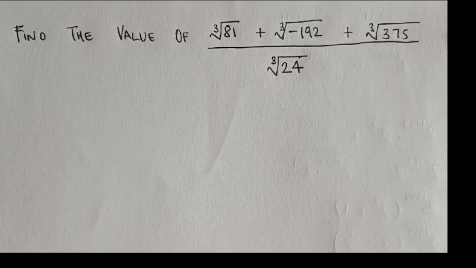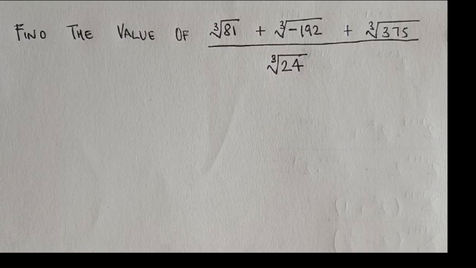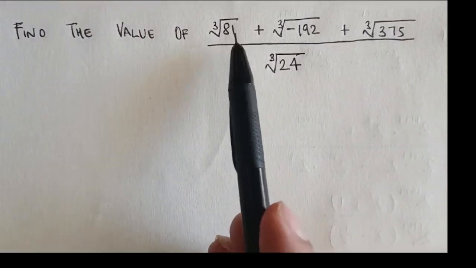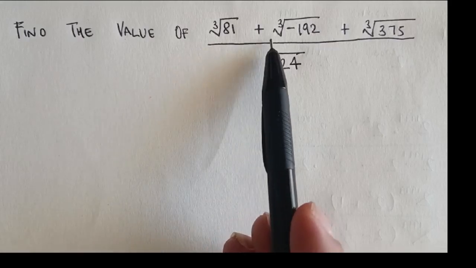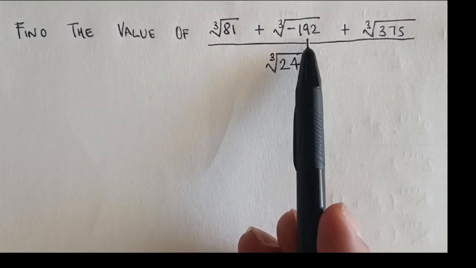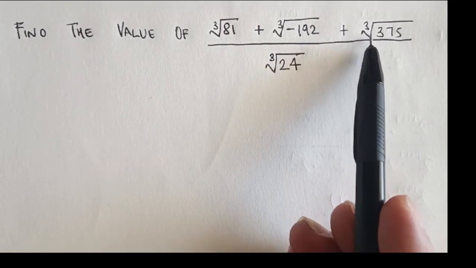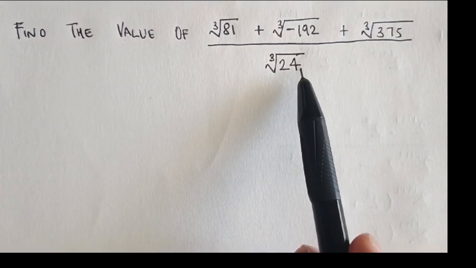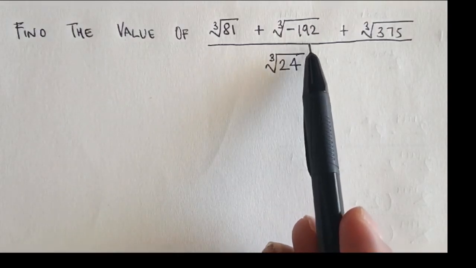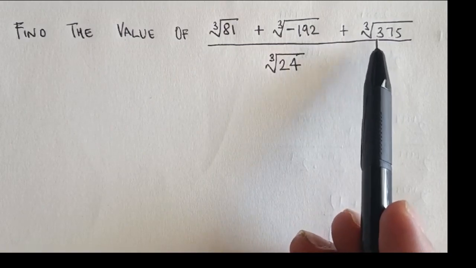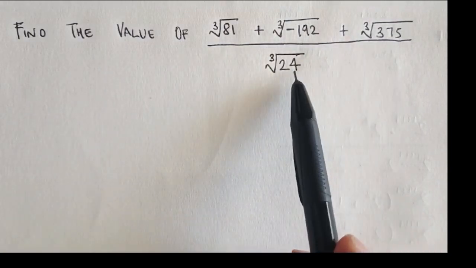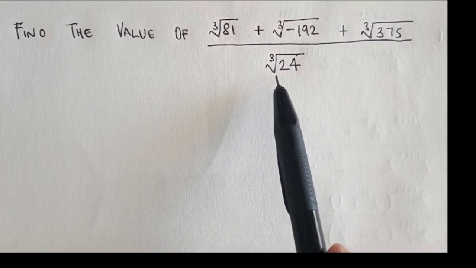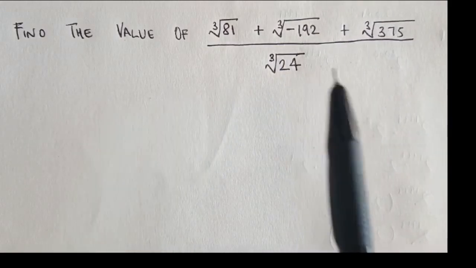Alright, so here we are at our second question for this video. Find the value of the cube root of 81 plus the cube root of minus 192 plus the cube root of 375, divided by the cube root of 24. Don't get scared if you see a negative number under a cube root or numbers which are not perfect cubes. There will be a way to solve them, and that is what we will embark on.